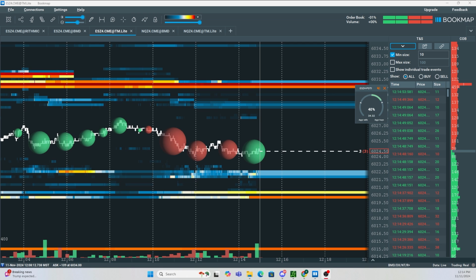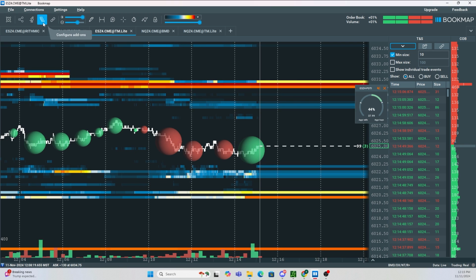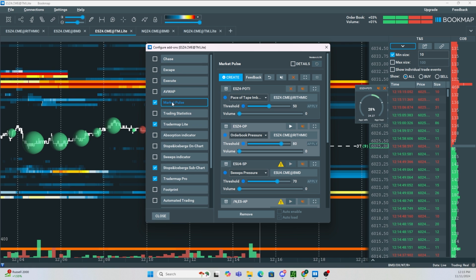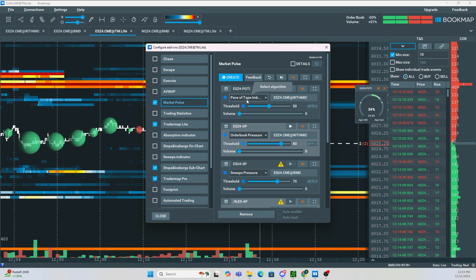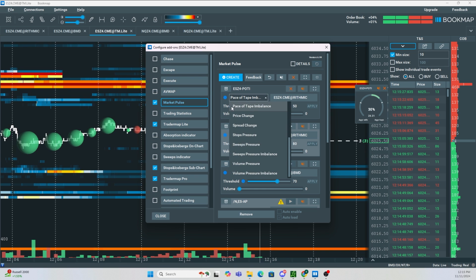Here is how to set up and use the pace of tape via Bookmap. To use this tool, first we want to go to our configure add-ons. Click that and then find Market Pulse. Now from here, make sure your Market Pulse is selected, and then you want to go to where it says select algorithm. Once you find that, click there and then choose pace of tape.